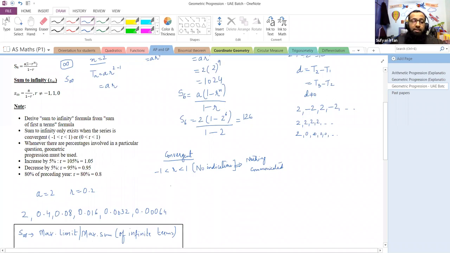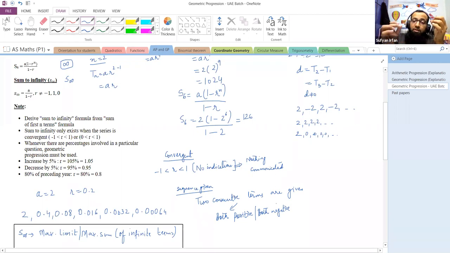But let's suppose the examiner says, or a sequence is given, and the given sequence has two consecutive terms given. Two consecutive terms means first and second term given, or third and fourth given, or ninth and tenth given, any two consecutive terms given, and both of them are positive, or both of them are negative. Now, how is it possible that if we are multiplying a common ratio R by the previous number to obtain the new number, both consecutive terms are positive, or both consecutive terms are negative? This means that the common ratio is positive.